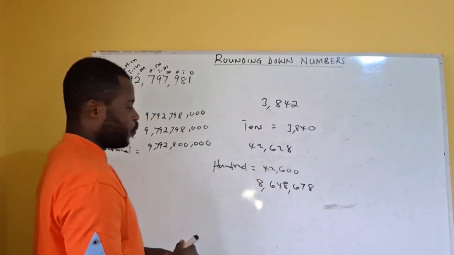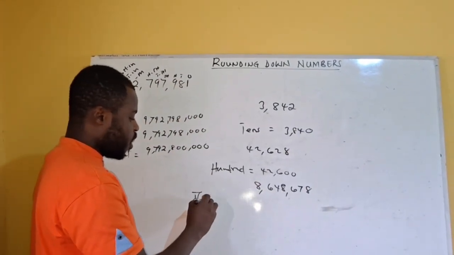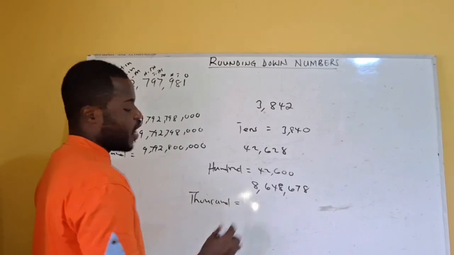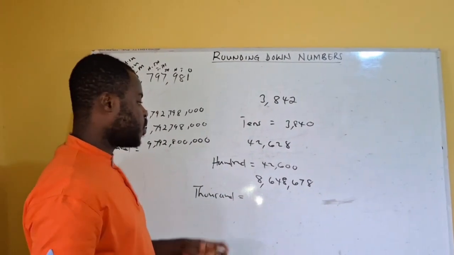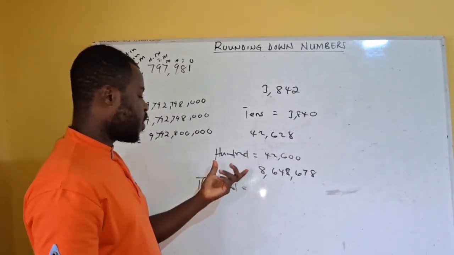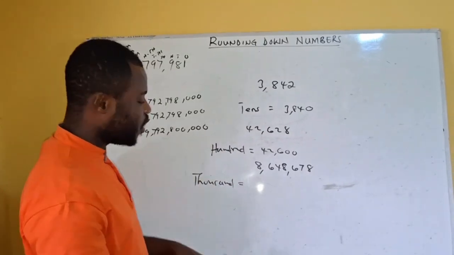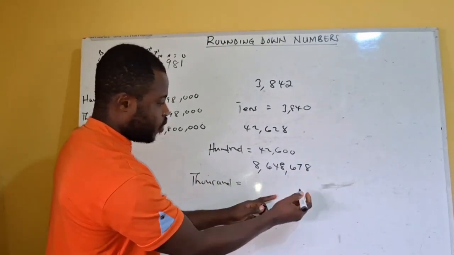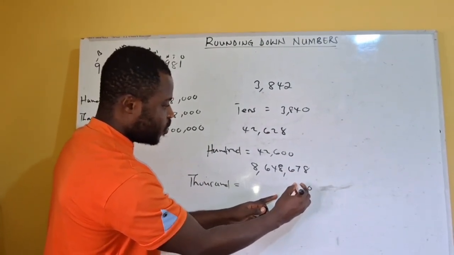Now let's take a higher figure, like maybe 8,648,678. Then let's round it down to the nearest 1,000. Now, nearest 1,000 means how many zeros do we need? So 100, 2 zeros, 1,000, 3 zeros. So 1, 2, 3. So we have 3 zeros.